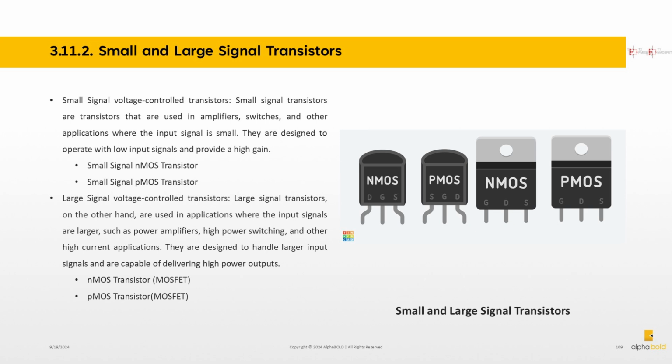Small signal transistors are transistors that are used in amplifiers, switches, and other applications where the input signal is small. They're designed to operate with low input signals and provide a high gain. Small signal NMOS transistor. Small signal PMOS transistor. Large signal voltage controlled transistors. Large signal transistors, on the other hand, are used in applications where the input signals are larger, such as power amplifiers, high-power switching, and other high-current applications. They're designed to handle larger input signals and are capable of delivering high-power outputs. NMOS transistor, MOSFET. PMOS transistor, MOSFET.